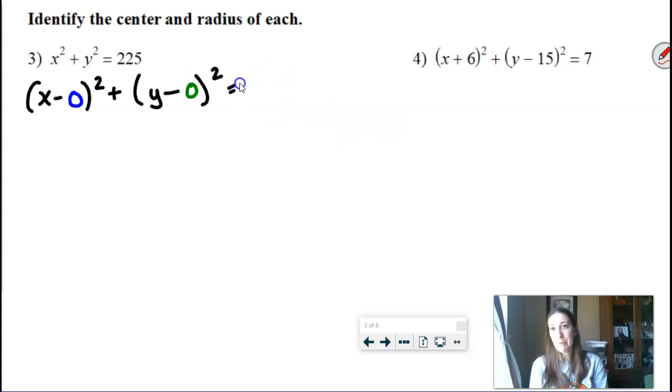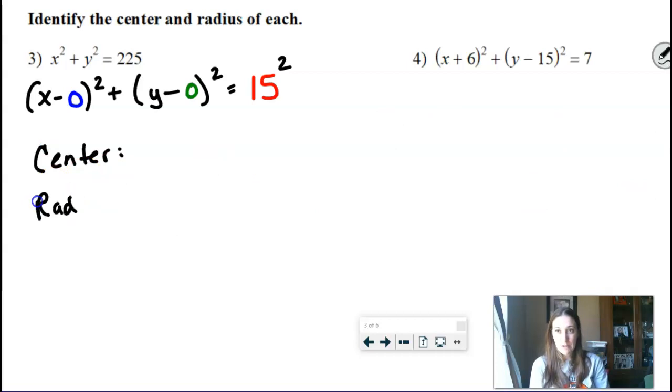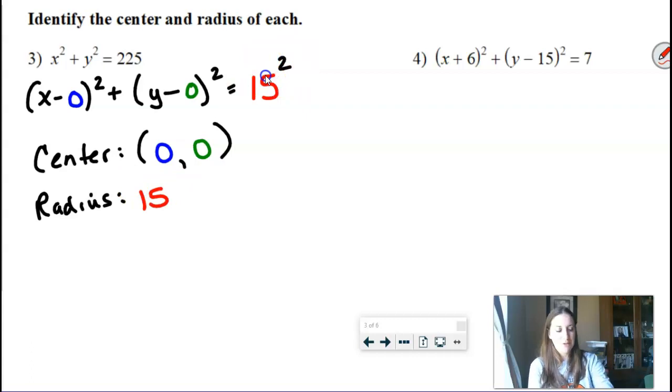And 225, remember, is r squared. Now, what I'm going to do here, and you're welcome to do this, is instead of writing it as 225, write it as 15 squared. I have that perfect square memorized, but you could have square rooted in your calculator as well. Now you can really clearly see the center and the radius, especially if you're using the same colors that I am. For my friends who are looking at my notes later, I'm going to keep my colors going. The center is at (0, 0), and the radius length is 15, because we already square rooted it when we wrote it in that notation.